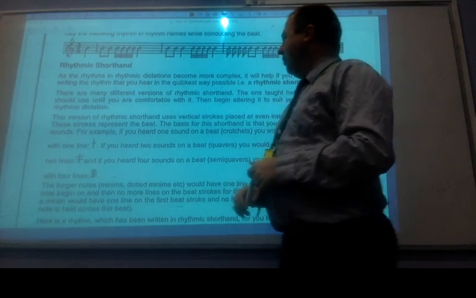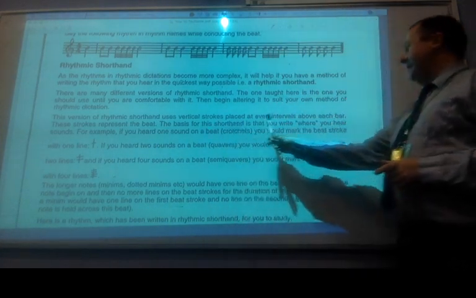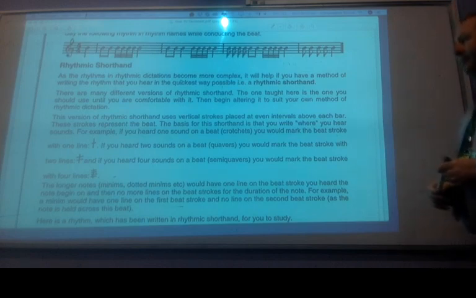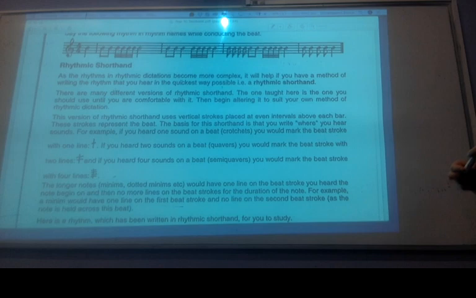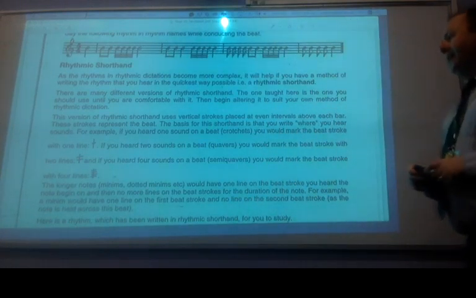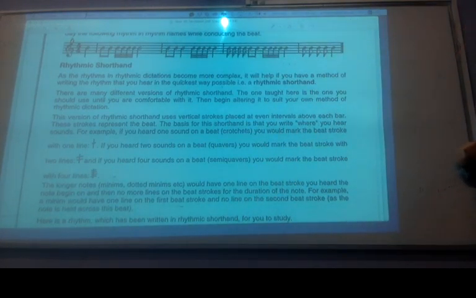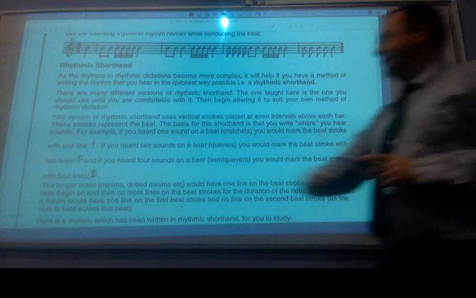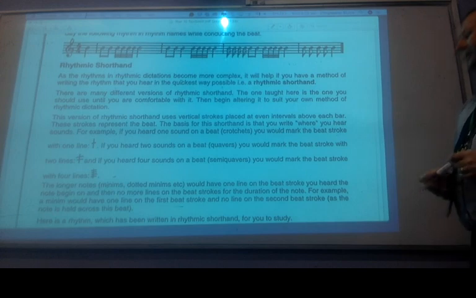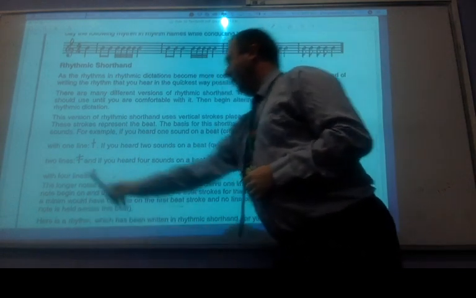This version of rhythmic shorthand uses vertical strokes placed at even intervals above each bar. These strokes represent the beat. The basis for this shorthand is that you write where you hear the sounds. For example, if you hear one sound on a beat, crotchets, you would mark the beat stroke with 1 line. If you heard 2 sounds on a beat, quavers, you would mark the beat stroke with 2 lines. And if you heard 4 sounds on a beat, semiquavers, you would mark the beat stroke with 4 lines.